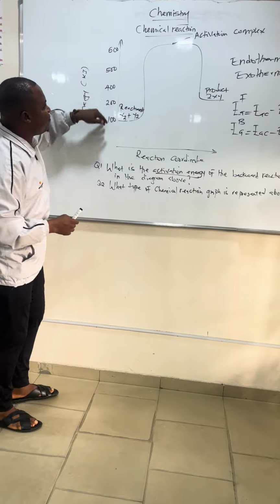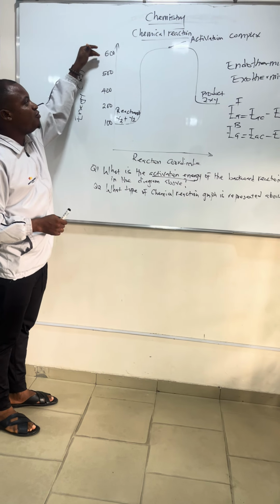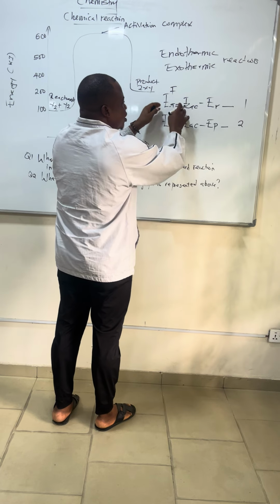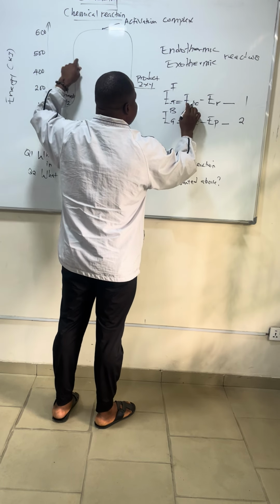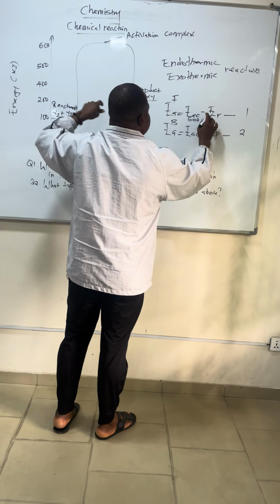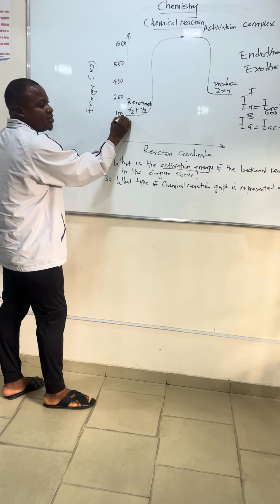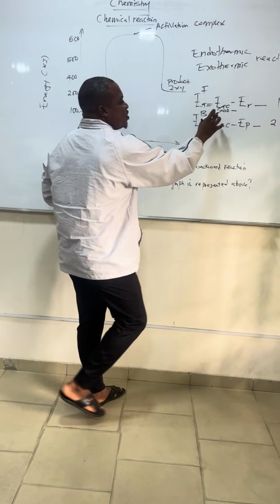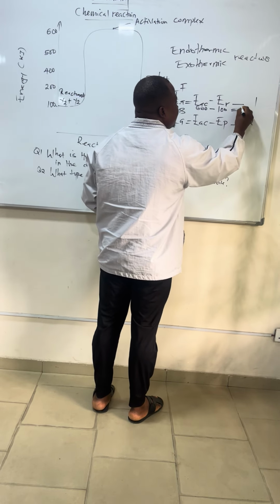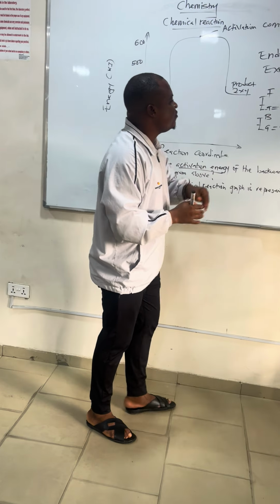Now, if you look at the graph, the highest point in which the reaction takes place is 600, which is the activation complex. For the forward reaction first, we'll say 600, the activation complex, minus the energy of the reactant. The energy of the reactant is the point in which the reaction started, which is 100. Now, 600 minus 100, we have 500 kilojoules. This is for the forward reaction.